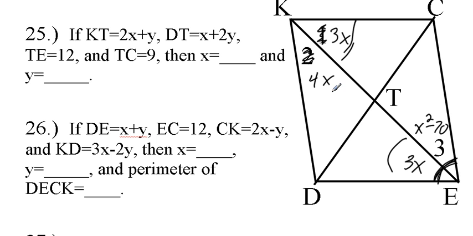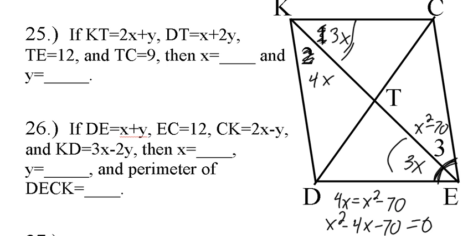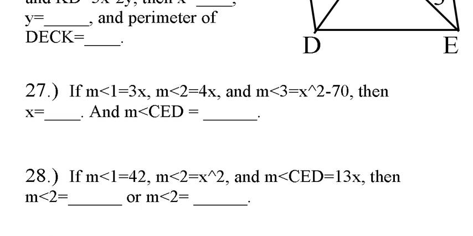So for this one, I'm going to say 4x equals x squared minus 70, which means x squared minus 4x minus 70 equals 0. Okay, remember x squared minus 4x minus 70. I'm just going to slide down, give myself some more room. x squared minus 4x minus 70 equals 0. Now we're going to factor.